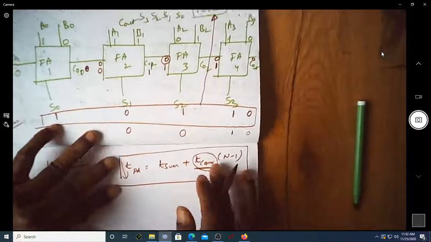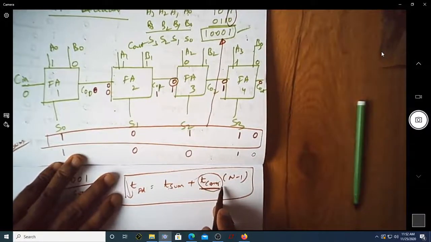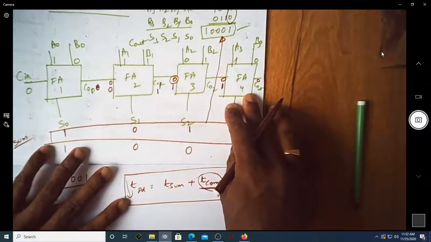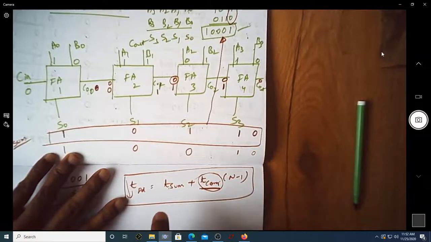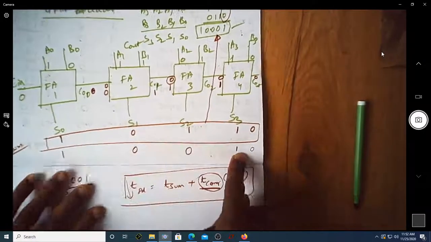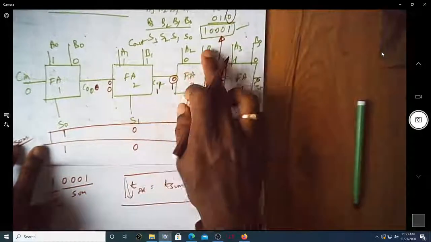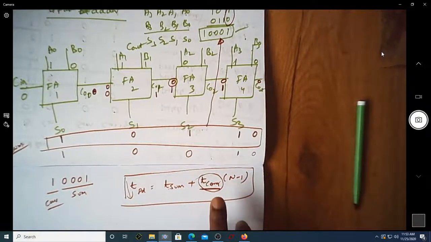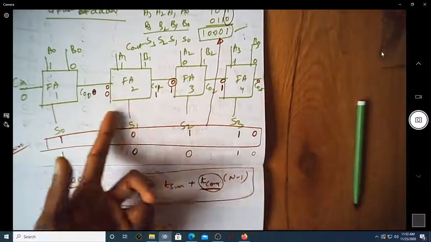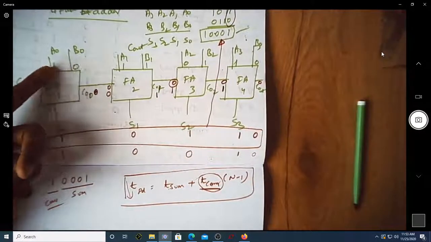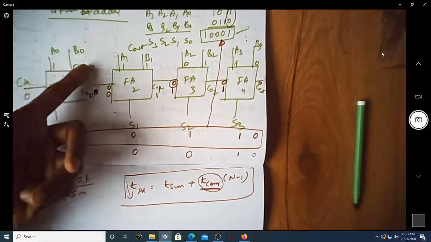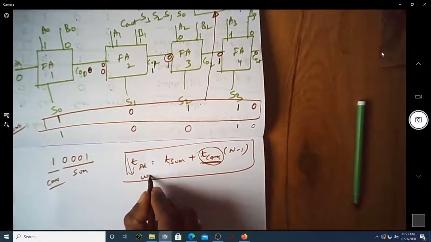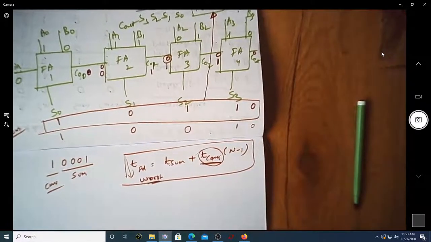I hope this is fine here. The reason it is t sum plus t carry times n minus 1 is that once the carries are propagated through all these bits, it requires one more t sum to get the final output, which we expected as 10001 for this particular combination. The worst possible time would be when the input Cin is 1 here and you have a favorable condition to propagate the carry. This is the worst possible time.